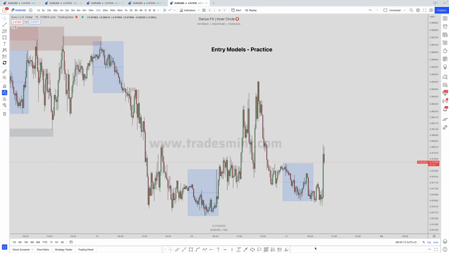Let's put the entry models into practice. Now guys, in this video, I'm going to go over a lot of examples. I'm trying to show you every single entry model that we use, but probably we will see already that the M1 BOS is one that we will not use that often because price will simply not allow us to get into the M1 BOS.